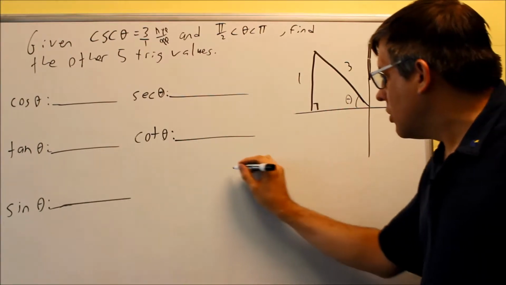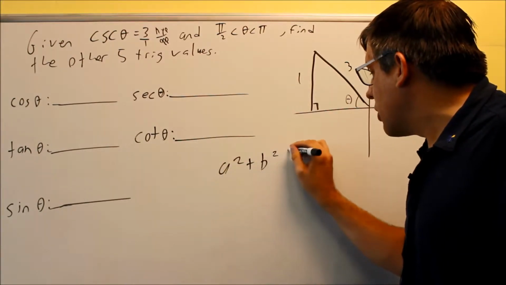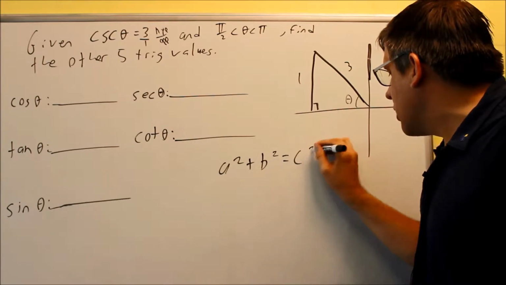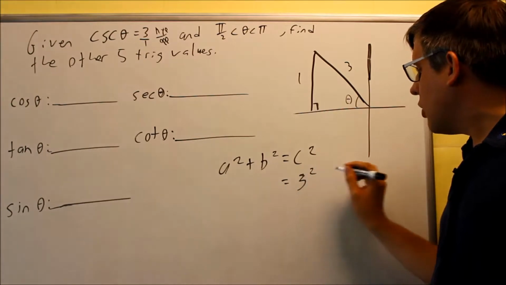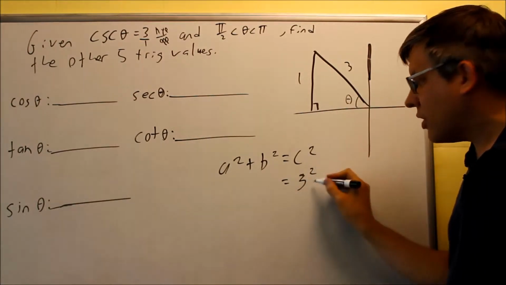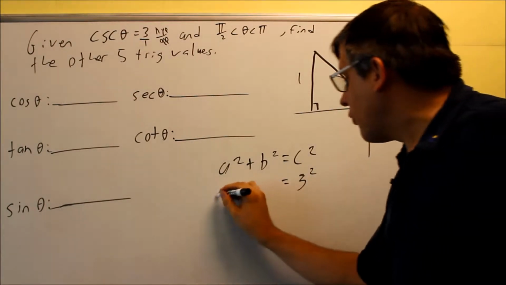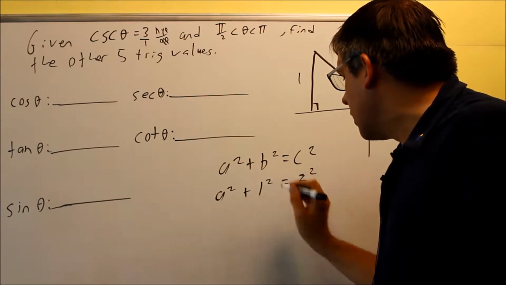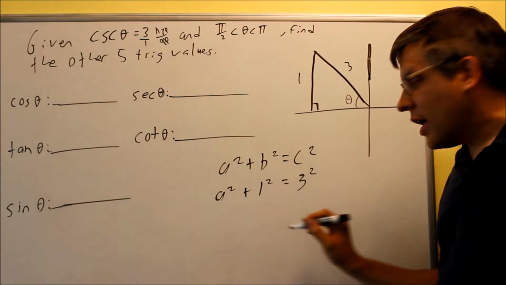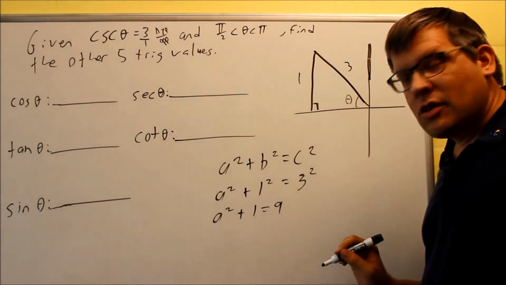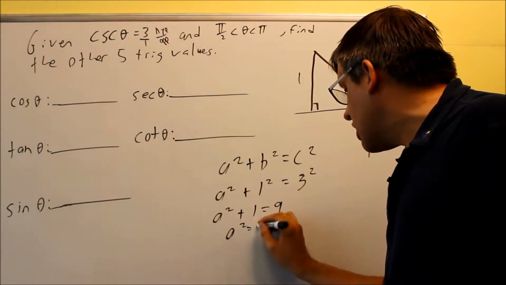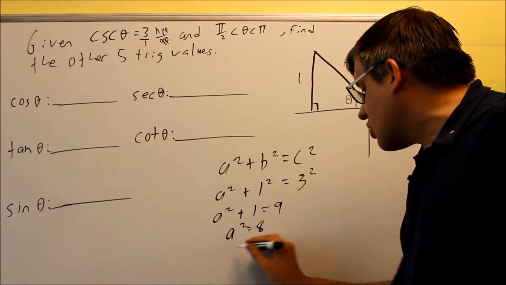Now we're going to use Pythagorean theorem, a squared plus b squared equals c squared. And in this case, the 3, that's going to be over here. That's the longest side, so we've got to put that in for c. And then for the rest of it, we put a 1 in there for b, and now we'll solve for a. So a squared plus 1 is going to equal 9. Subtract the 1, we get a squared is equal to 8, and then square root both sides.